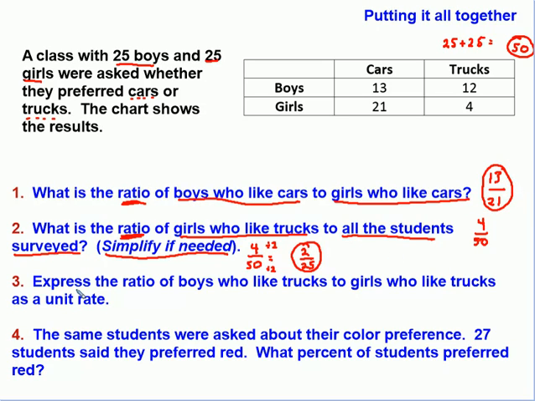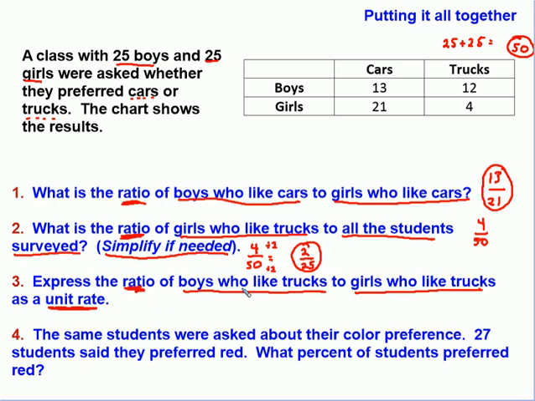Number 3, express the ratio of boys who like trucks to girls who like trucks as a unit rate. Now hopefully remember what a unit rate is. It is a ratio that has 1 in the numerator or in the denominator, a ratio or a rate that has 1 in the numerator or the denominator.